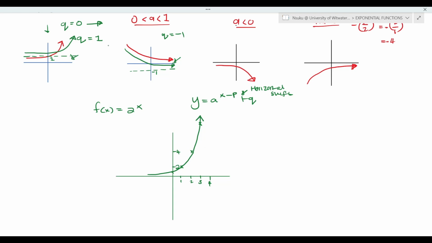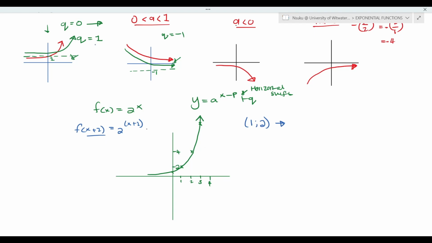So what happens now if we change our equation? Now we're going to say f of x plus 2. So now our equation is no longer 2 to the power of x, it's 2 to the power of x plus 2. Let's see what that 2 does. For each value, if x was 1 in our 2 to the power of x graph, we know that our y value was 2.